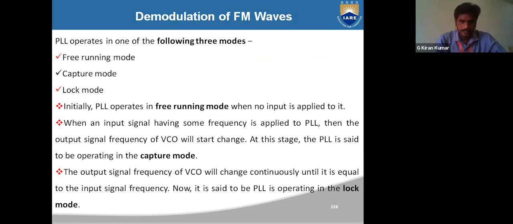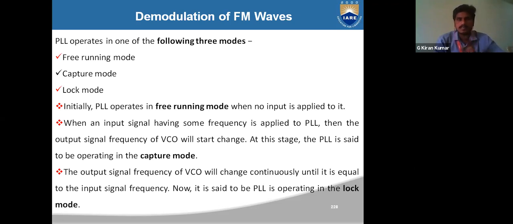When an input signal having some frequency is applied to the PLL, the first case is free running mode. Free running mode means there is no input and no output. Is it clear? There is no input, there is no output, and whatever previous data we have can be applied at the output.